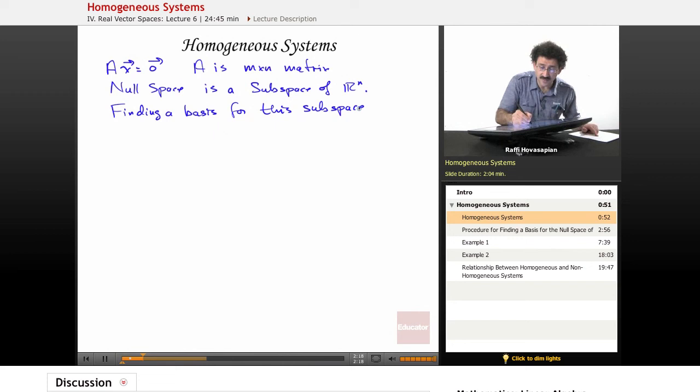And if you recall, a basis is a set of vectors that actually spans the entire space that we're dealing with and is also linearly independent. You might have a series of vectors that span a space, but they might not be linearly independent. Or you might have some vectors that are linearly independent, but they might not span the space. A basis satisfies both of those properties. Again, it spans the space, and the vectors are linearly independent. In this case, the space is the null space, the space of solutions to the homogeneous system AX equals 0.